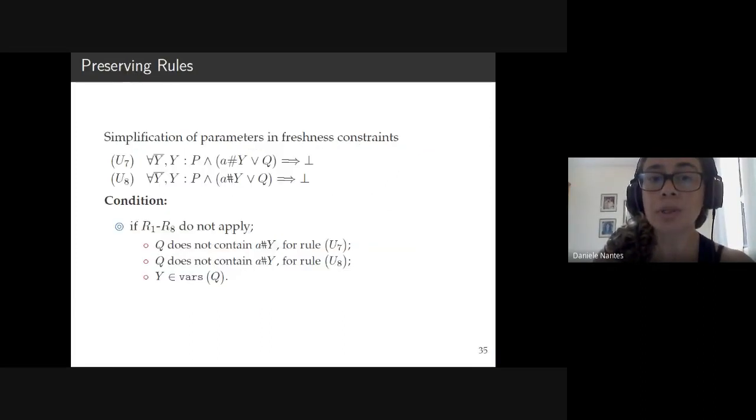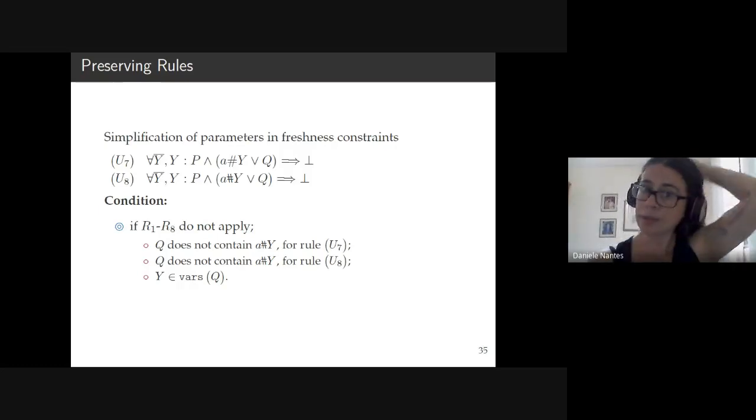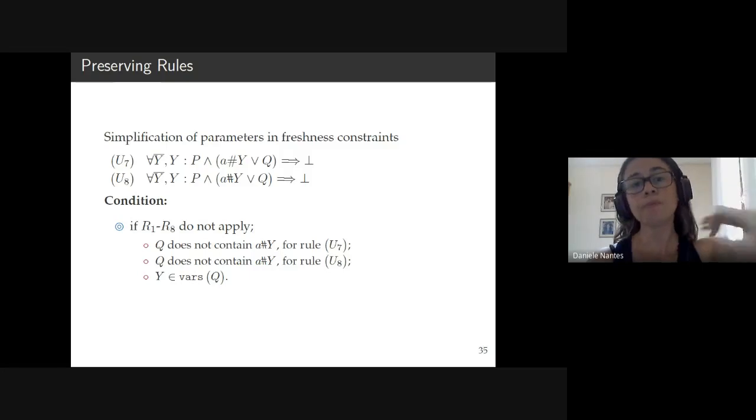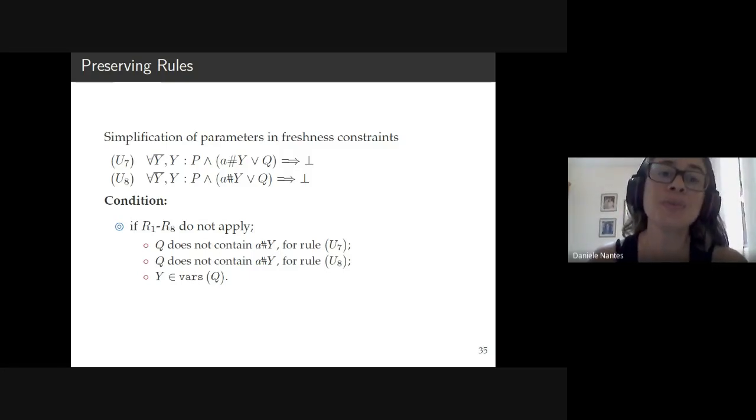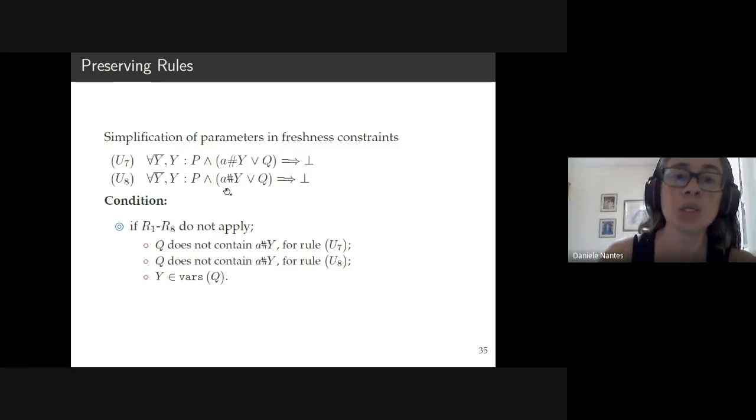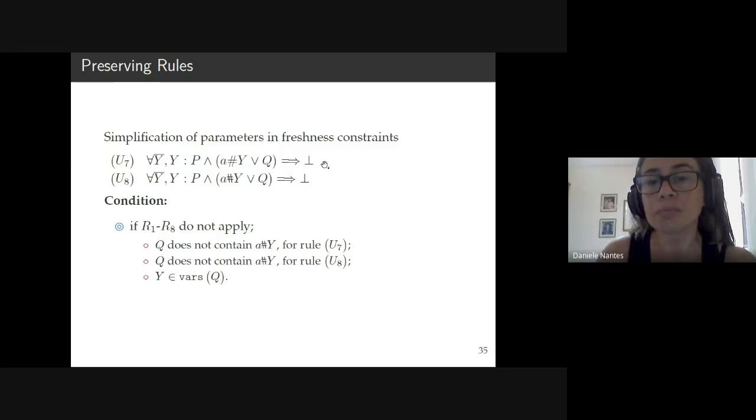So what else? This rule here was also a bit difficult to deal with. This is a new rule. So basically, we needed to know that whenever we have a conjunction of P with a disjunction of an atom fresh for a variable that is universally quantified, okay, this is a problem. We had to prove this. We had to prove that this reduced to false. Okay, and A fresh for all y is false.